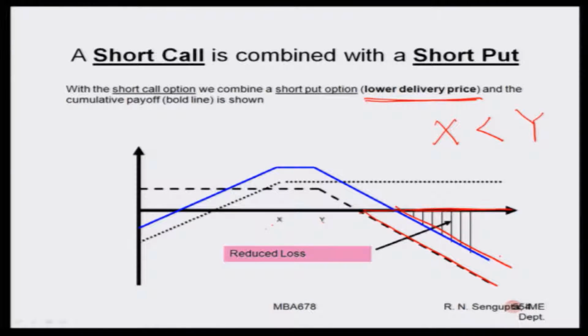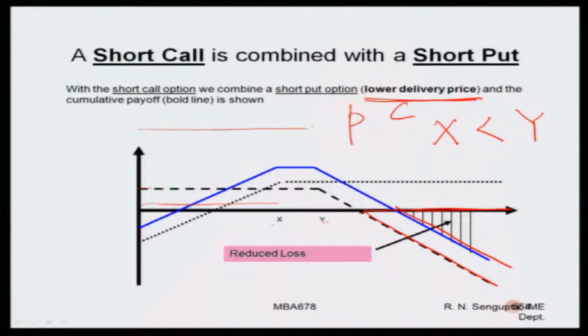What you should understand is that X and Y are just a notional concept to make you understand whether you are combining an option with a lower delivery price or a higher delivery price, point number 1. Point number 2, the P's and C's which you have combined, that is the put and the call values, have been taken arbitrarily. The big hashed ones could have been here also, or here also. So, depending on where P and C are, your overall bold blue line, shown here as the cumulative payoff, would change its position.